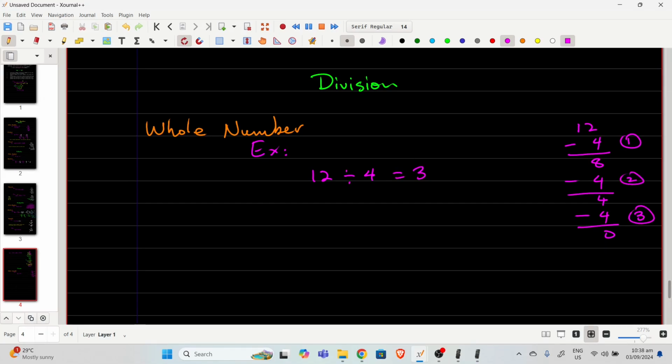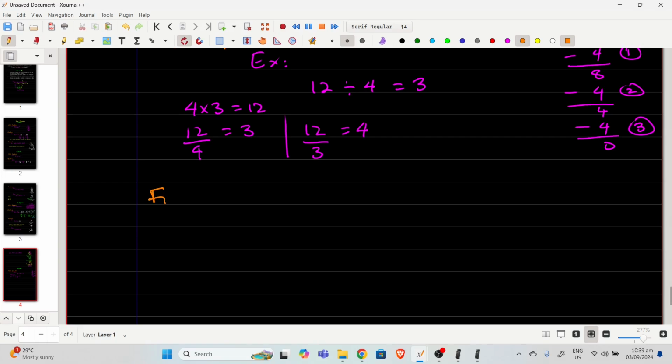Now, obviously, you're not going to do that in your head all the time, but you would remember from your multiplication tables, if 4 times 3 is equal to 12, then if I take 12 and I divide it by 4, I will get 3. And if I take 12 and I divide by 3, I'm going to get 4. So that is what you can learn from your multiplication tables, and you don't have to think about it this way often. All right? Then we're looking at fractions.